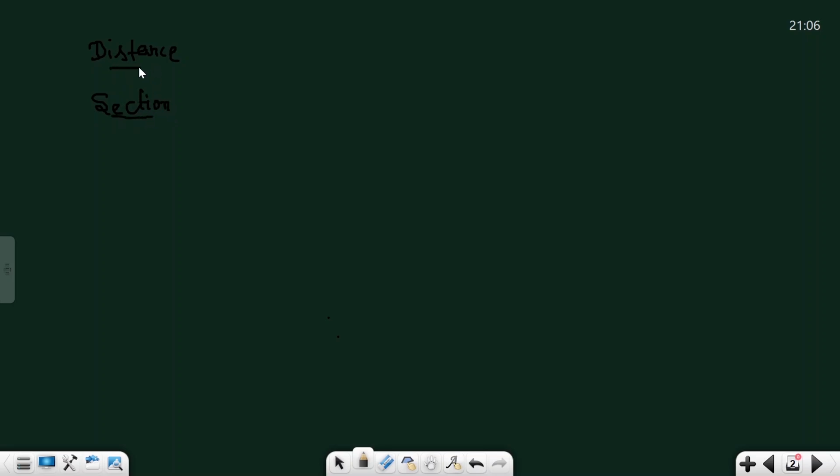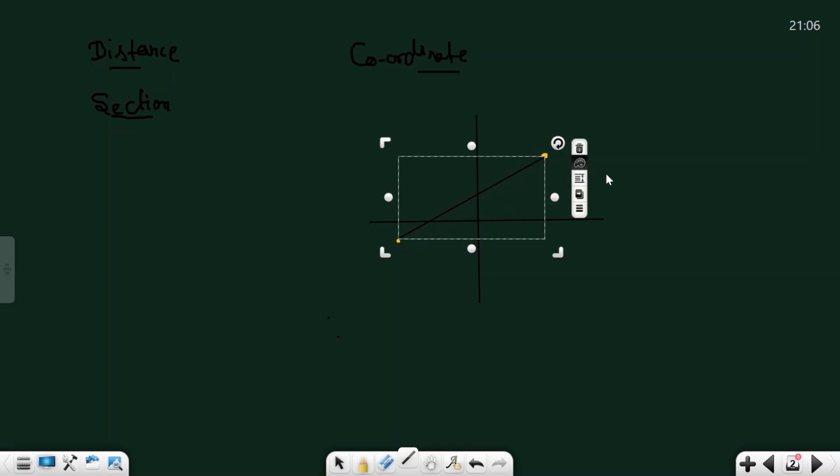Both formulas, distance and section, are on coordinates. Okay, you know about coordinates, x-axis and y-axis, right? Look at here. Suppose one point is here and another point may be here. Our target is to find the distance between two coordinates.